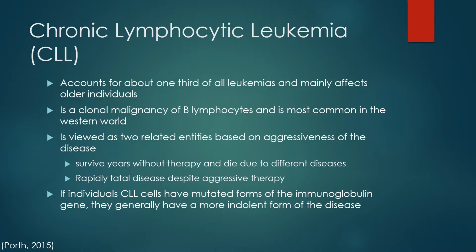So with this leukemia, you can either have a very aggressive form of it, which is rapidly fatal and you need aggressive therapy, or you can have it but it doesn't bother you, and then you just survive for years and die later due to a different disease or a different cause. If you do have a mutated form of the immunoglobulin gene, then you generally have an indolent form of this disease, which means it's not as terrible and it's not as aggressive.